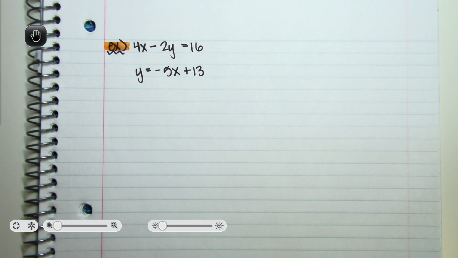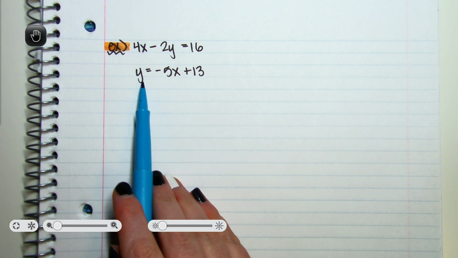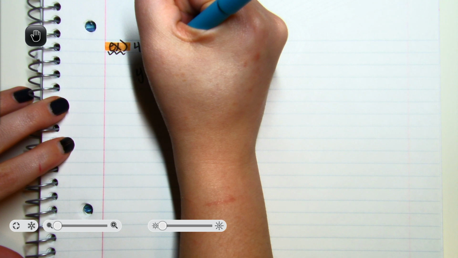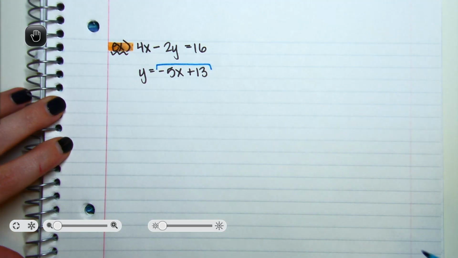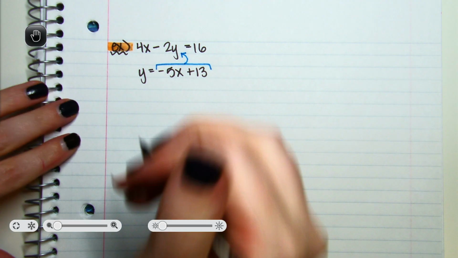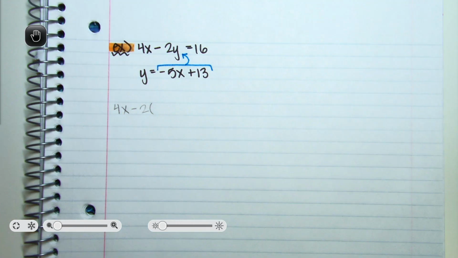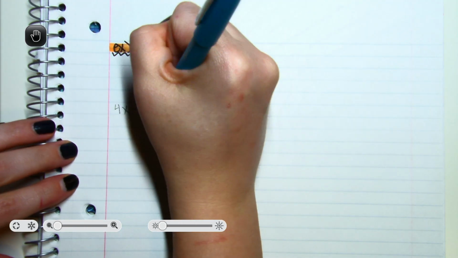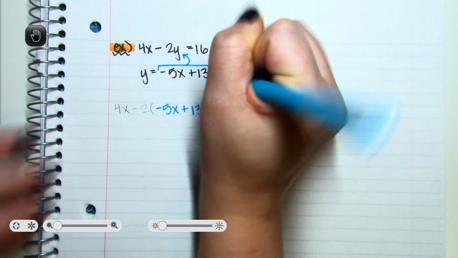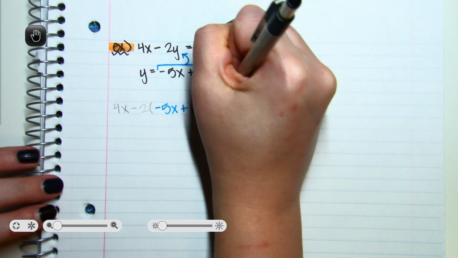Let's look at another example. Are either of my equations x equals or y equals? Good, you should have said yes. The second one says y equals, so step 1 is already taken care of. What I'm going to do now is take this whole thing that's equal to y and plug it into the first equation where I see the y. So I'm going to have 4x minus 2 times all of this stuff that I'm plugging in for y. So the -5x plus 13. Close those parentheses, equals 16.